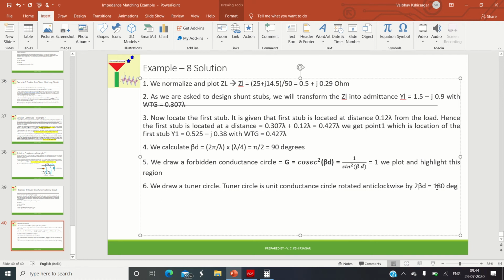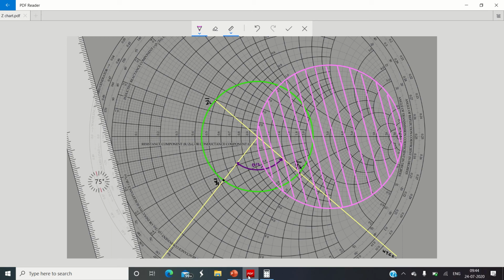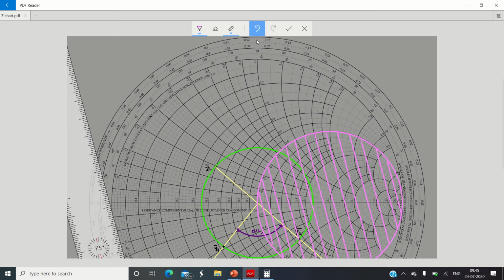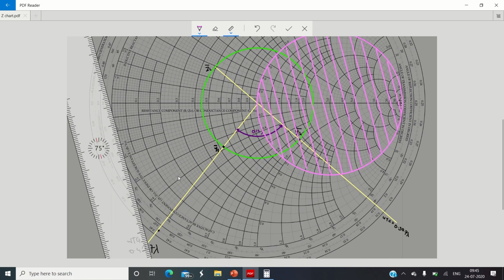So we plot this circle. Now we already know how to plot this particular circle. The unit conductance circle itself represents the forbidden region, and the same circle we want to rotate. This circle is located at 0 degree. I will consider the horizontal real axis on the right-hand side as the 0 axis. Now when I come over here, it will be 90 degrees. When I come to the left-hand side real axis, as I rotate this circle anti-clockwise in this direction, this circle will get located over here. So let us draw that particular circle.